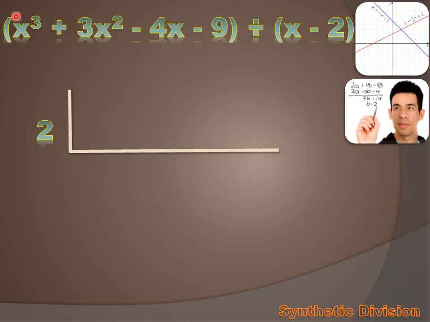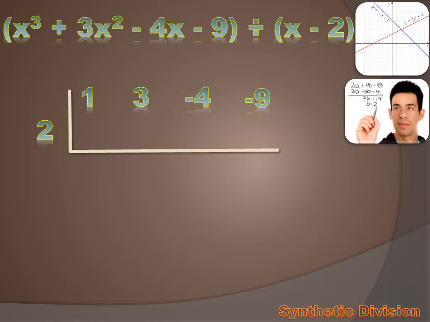The first term is x cubed, and my coefficient is 1. The second term is 3x squared. My coefficient is 3. My third term is minus 4x. My coefficient is minus 4. And my constant number is minus 9. So I'm going to put those numbers inside the synthetic division symbol: 1, 3, minus 4, and minus 9.